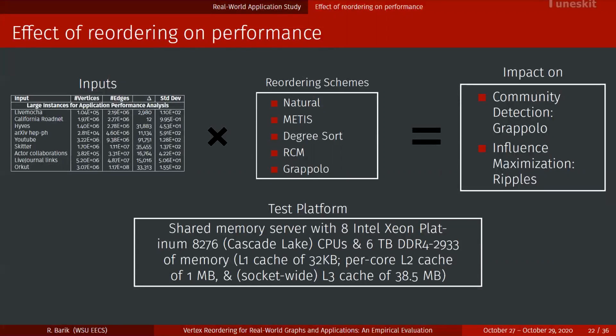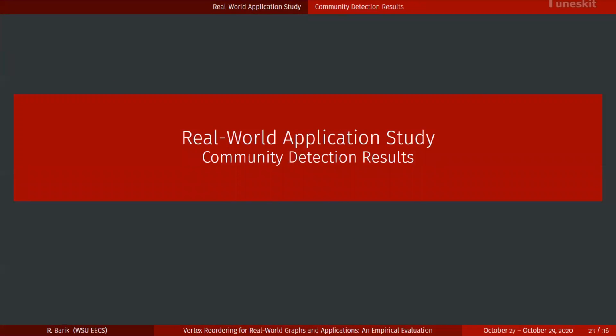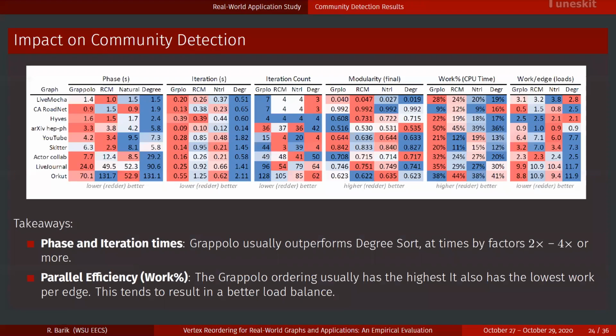First, let us take a look at the community detection results. We present the result as a heat map where redder is better. The takeaway here is that Grappolo ordering outperforms others in general as far as the phase and iteration times are concerned. And also for parallel efficiency, Grappolo usually has the highest. This, while having the lowest work per edge, is indicative of better load balancing.